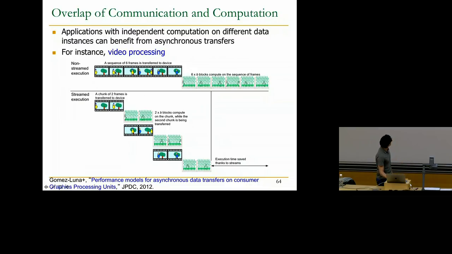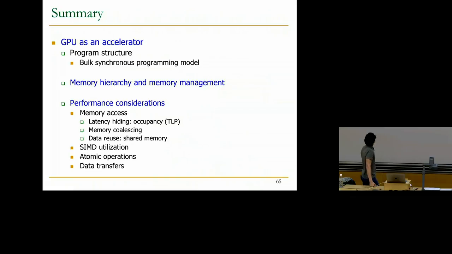Or we could divide this video into smaller chunks, 2 frames each. In this case, we transfer these 2 frames, and while we are computing, with threads working on these 2 frames, we transfer the next 2 frames. And in the end, we save all this execution time here. So this is the end of the presentation. This is the summary, the different things that we have covered. If you have questions, please let me know.